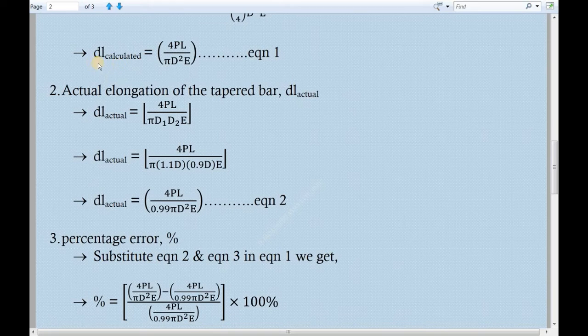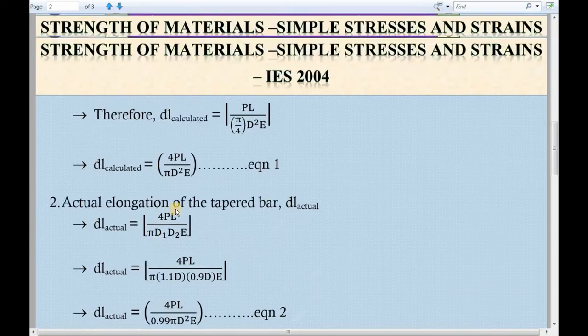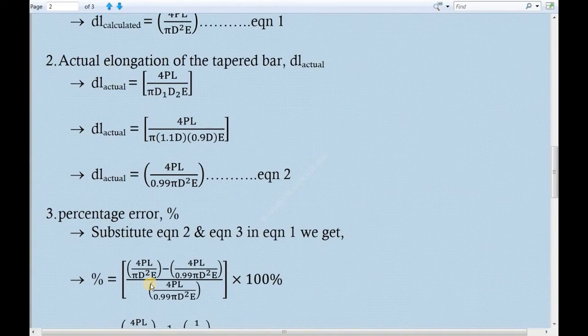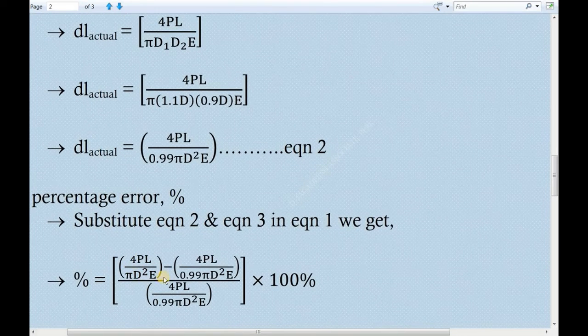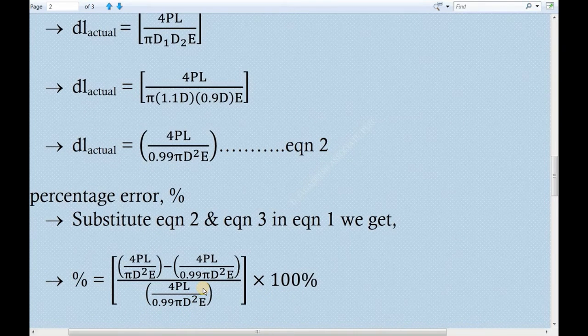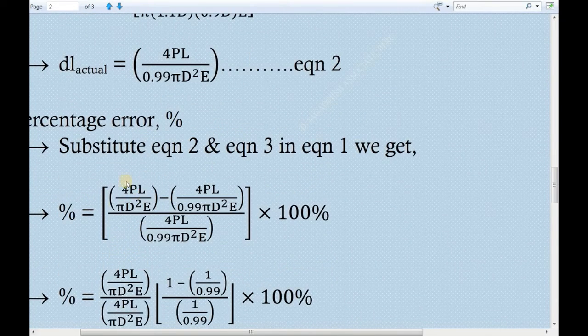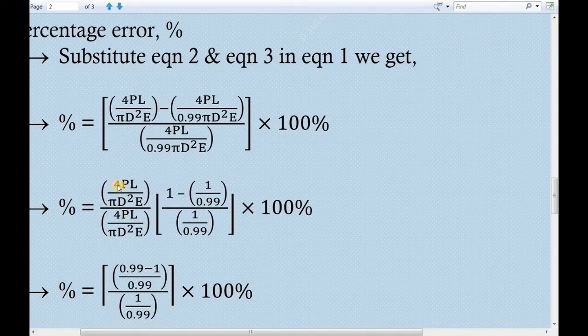Now we have found out the values of dl calculated and dl actual. Now we will substitute these two values in equation 1. We get percentage is equal to 4PL divided by pi d square E minus 4PL divided by 0.99 pi d square E whole divided by 4PL divided by 0.99 pi d square E into 100%. In this RHS, take 4PL divided by pi d square E as common in both numerator and denominator. We get percentage is equal to 4PL divided by pi d square E into 1 minus of 1 divided by 0.99 whole divided by 4PL divided by pi d square E into 1 divided by 0.99 into 100%.